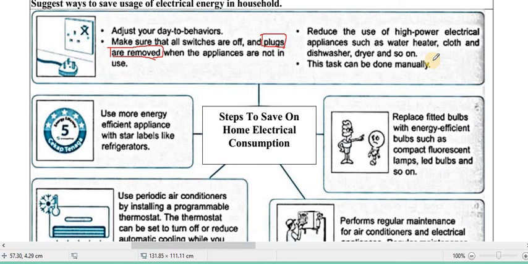Okay? Aircon also uses a lot of electrical energy because inside there are a lot of motors. They spin, they compress. Okay? So a lot of kinetic energy, so it uses a lot of electrical energy.